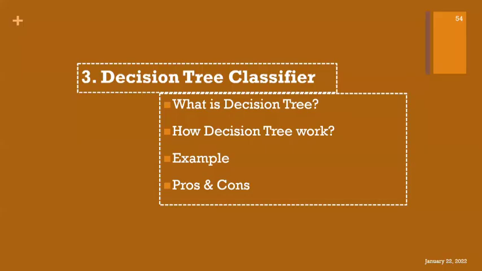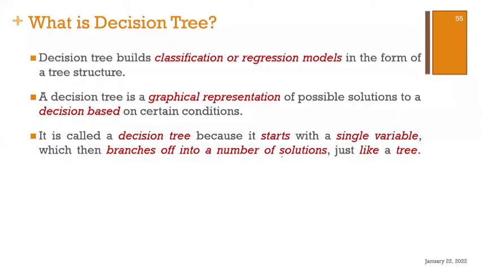Now, here we're going to look at what the decision tree is, how it works, examples, pros and cons. And then we also try to demonstrate how we can implement it. Now, we say decision tree builds classification or regression models in the form of a tree structure, which is often referred to as graphical representation. And that is why it's very appealing to many people.